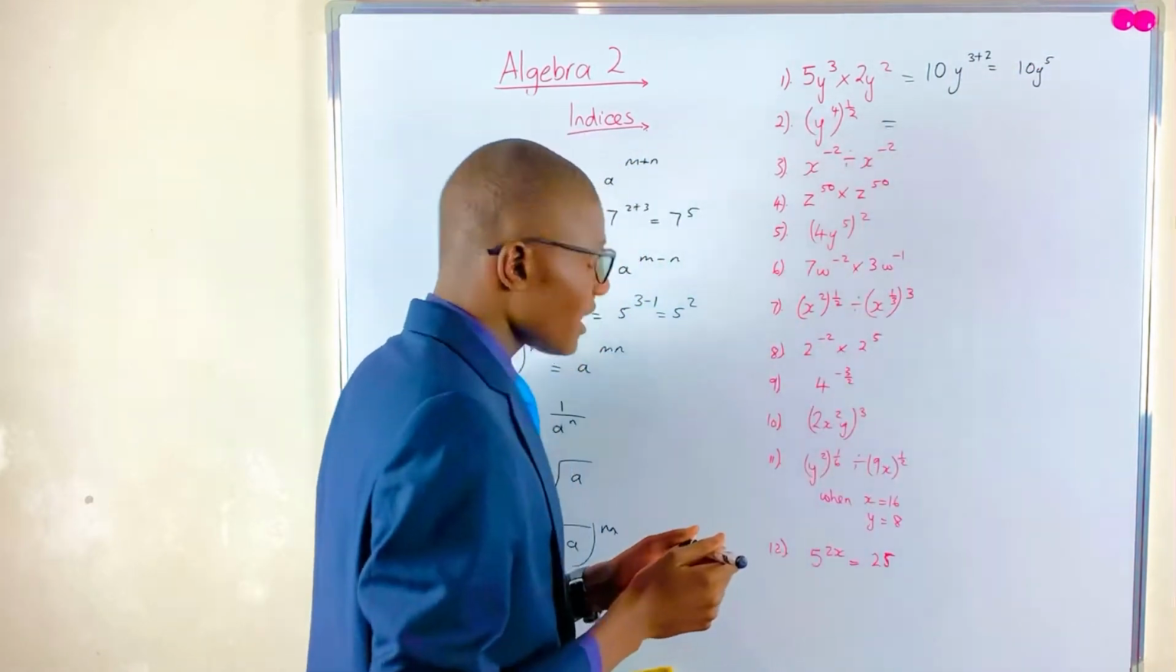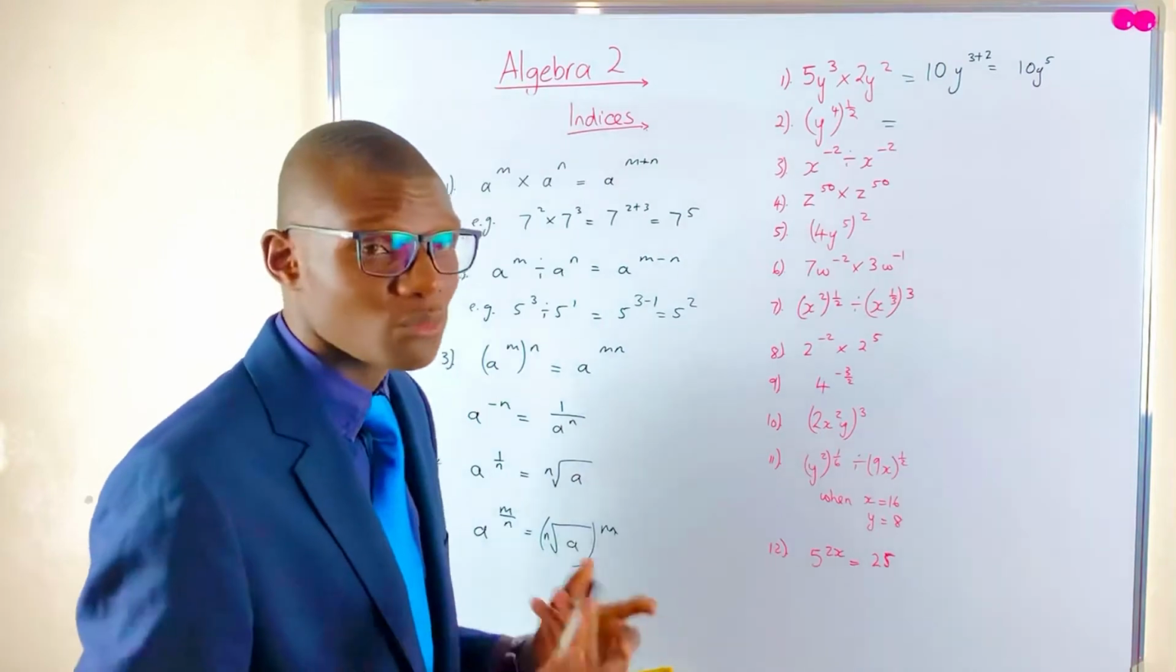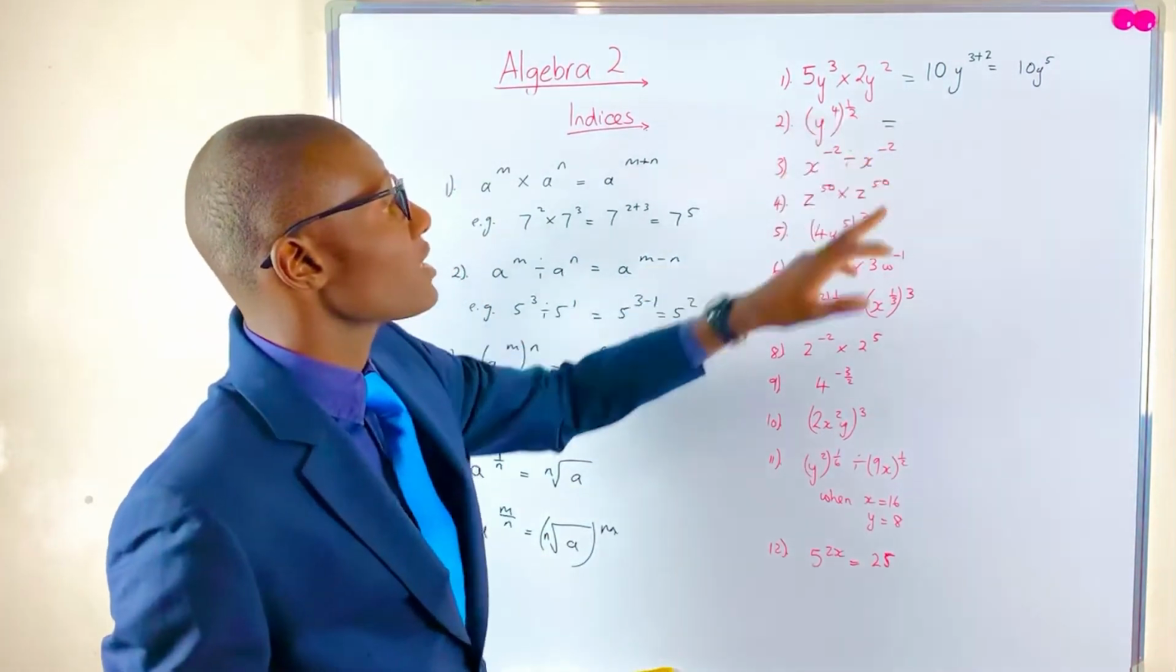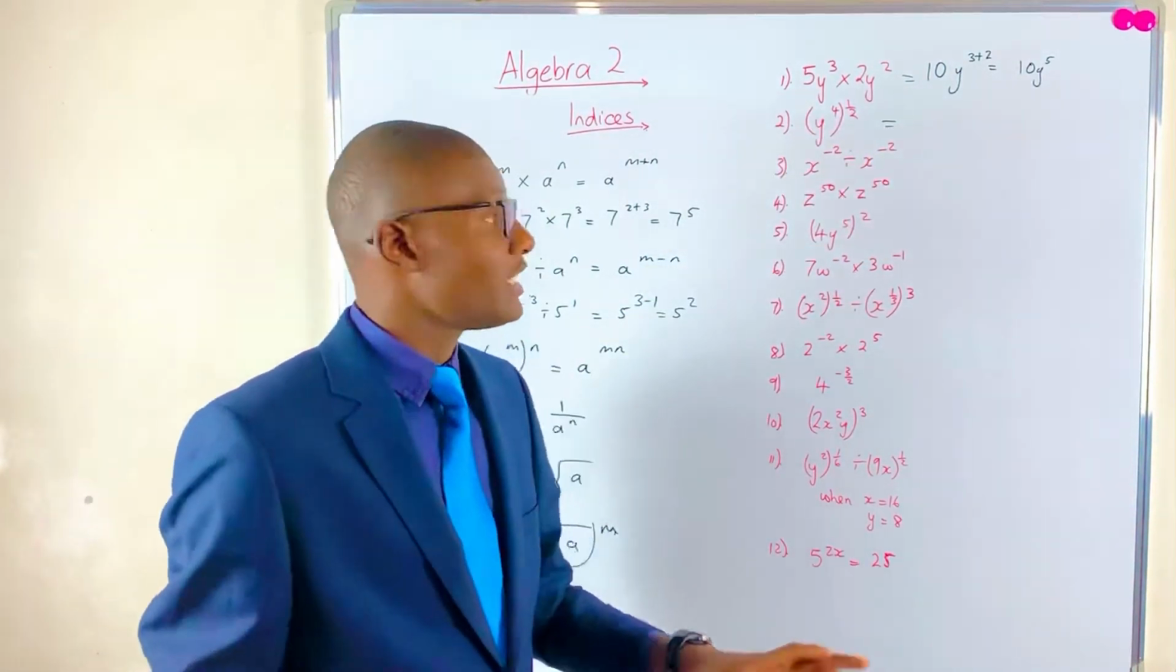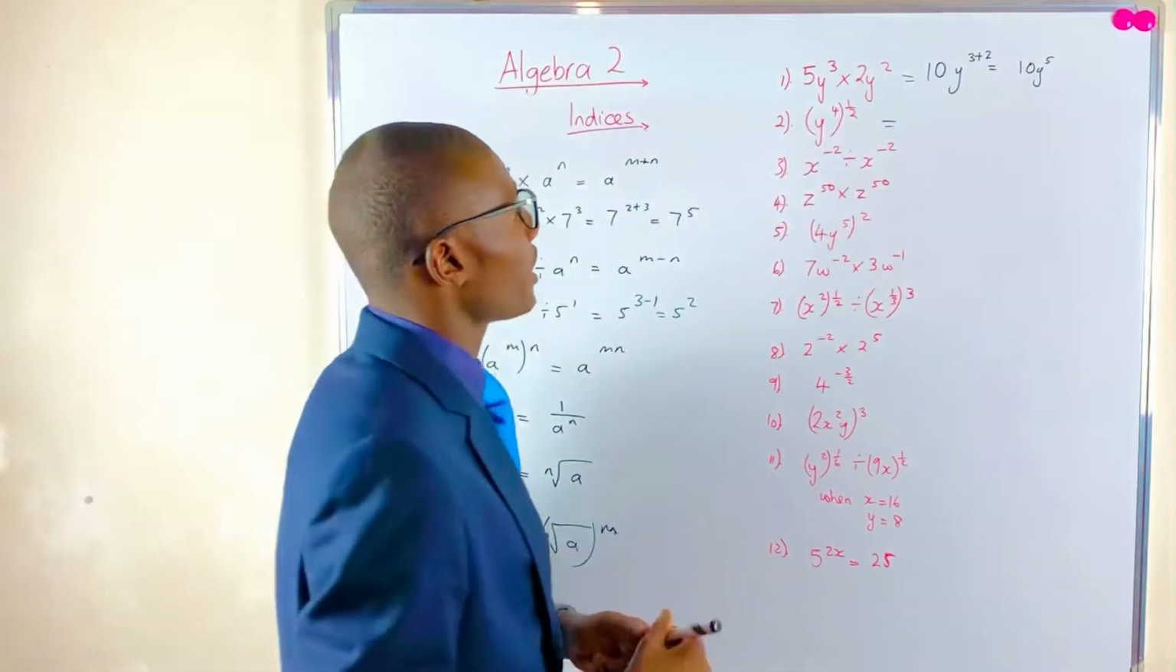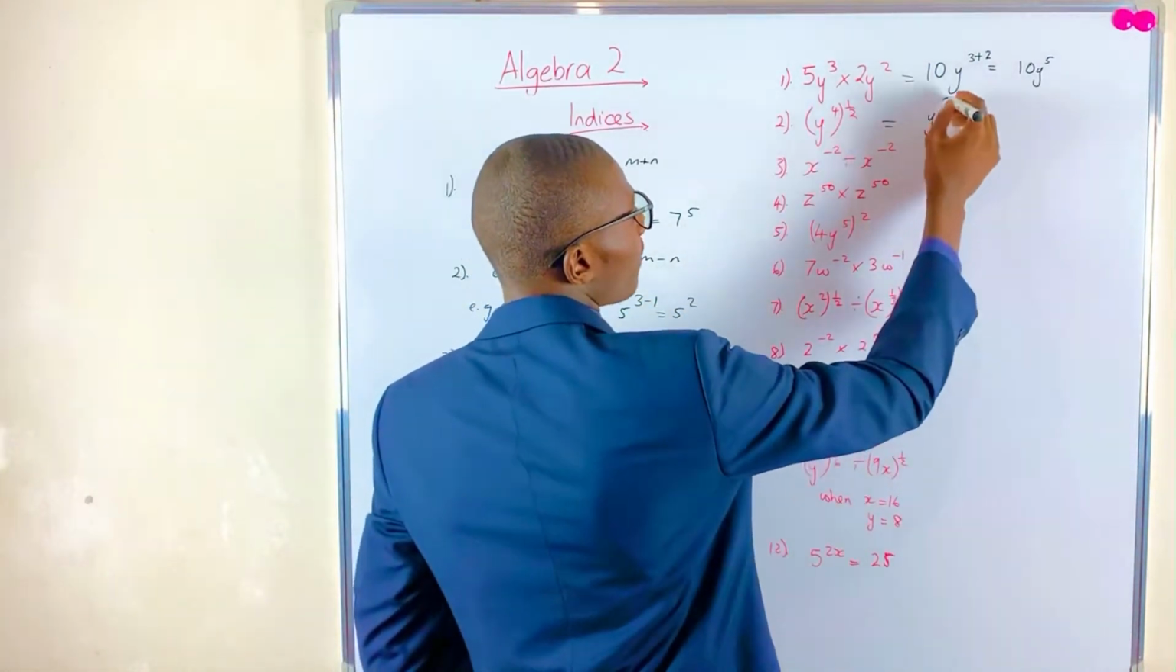Then now for the second one, y to the power of 4 raised to the power of half, we say the powers, they just multiply each other directly. Say that 4 times a half, we get a 2. So we have y squared.